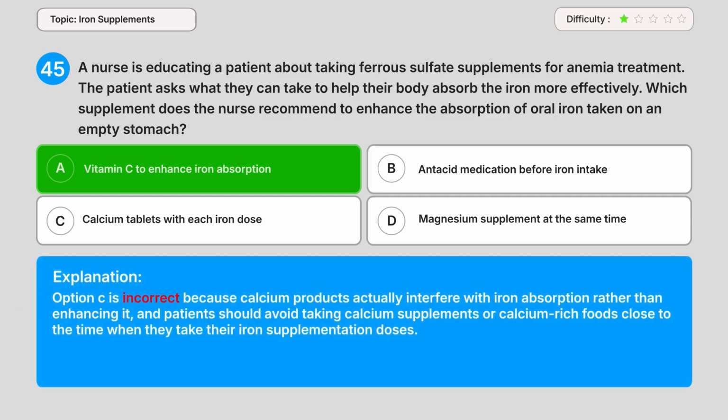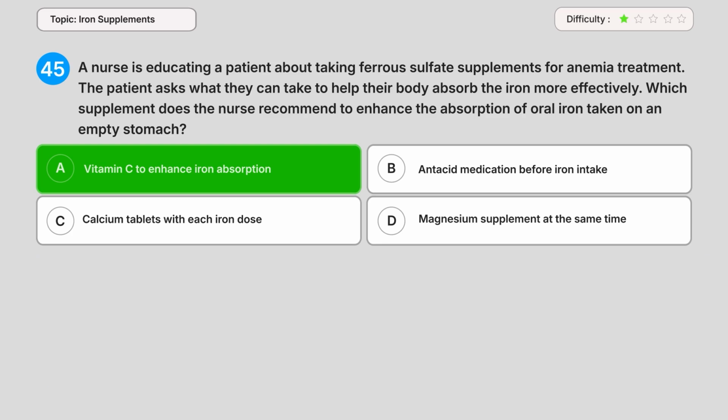Option C is incorrect because calcium products actually interfere with iron absorption rather than enhancing it, and patients should avoid taking calcium supplements or calcium-rich foods close to the time when they take their iron supplementation doses.